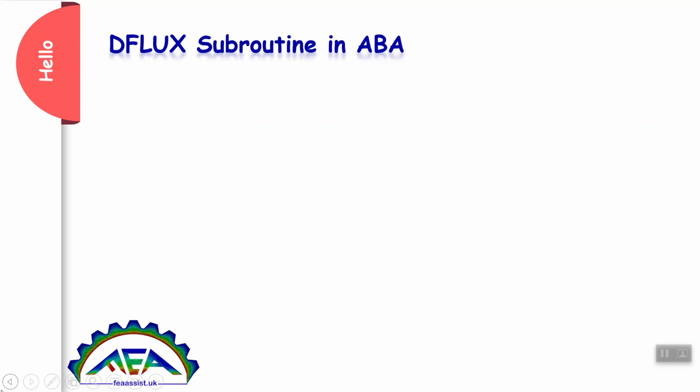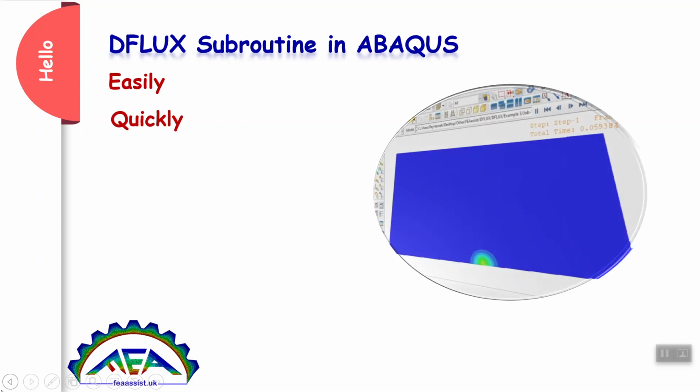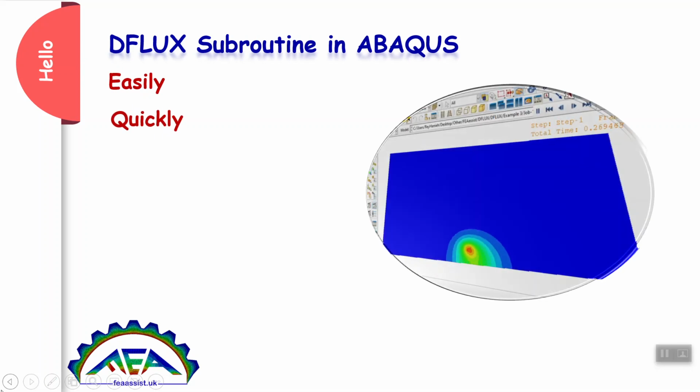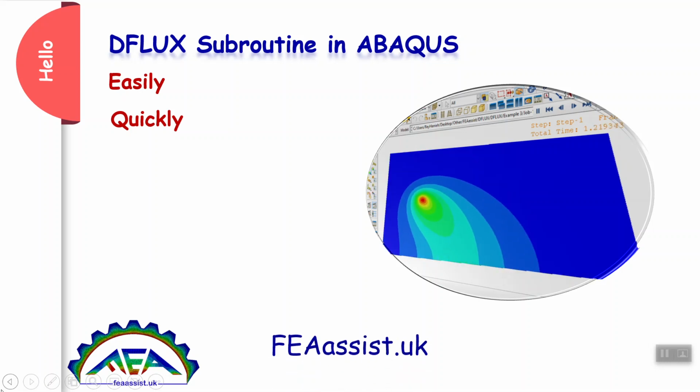Hello, do you want to learn the Dflux subroutine in Abaqus easily and quickly? Indeed, Dflux is a subroutine to define heat flux in heat transfer problems and mass flux in mass diffusion problems. In other words, if you want to have a movable heat source like a laser, or a movable object in your problems like carbon atom diffusion, you need to define a Dflux subroutine. Stay with us.